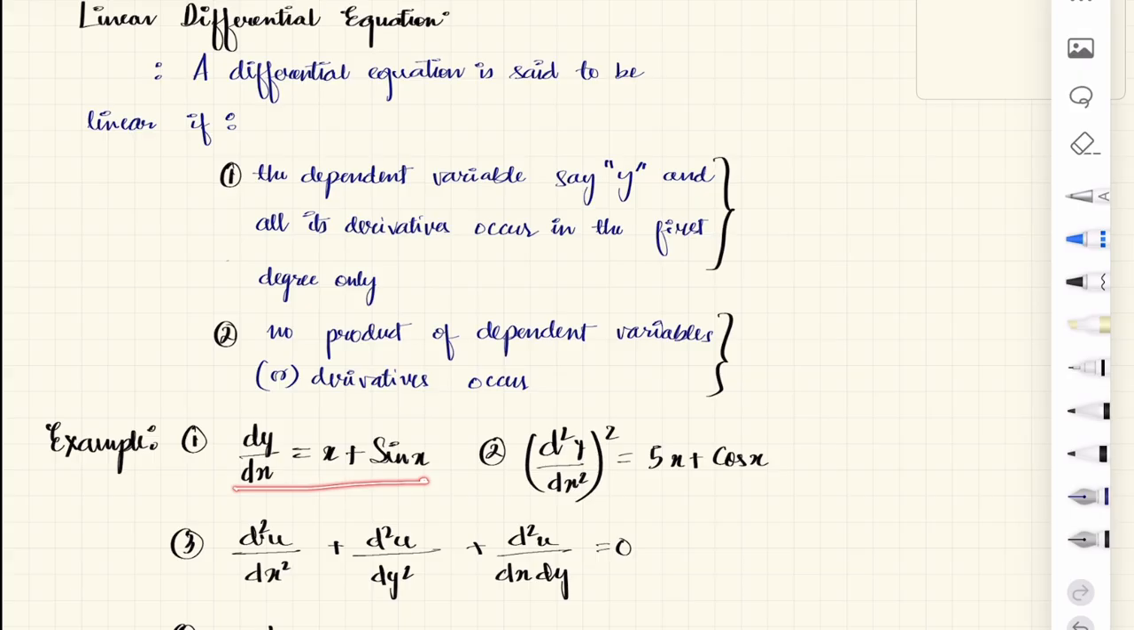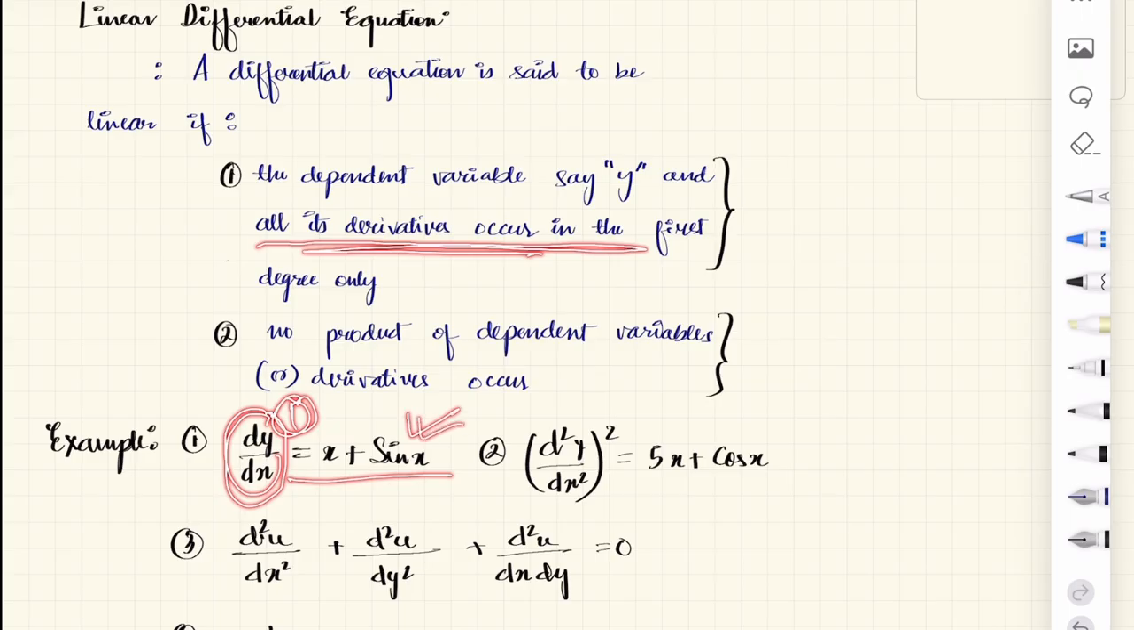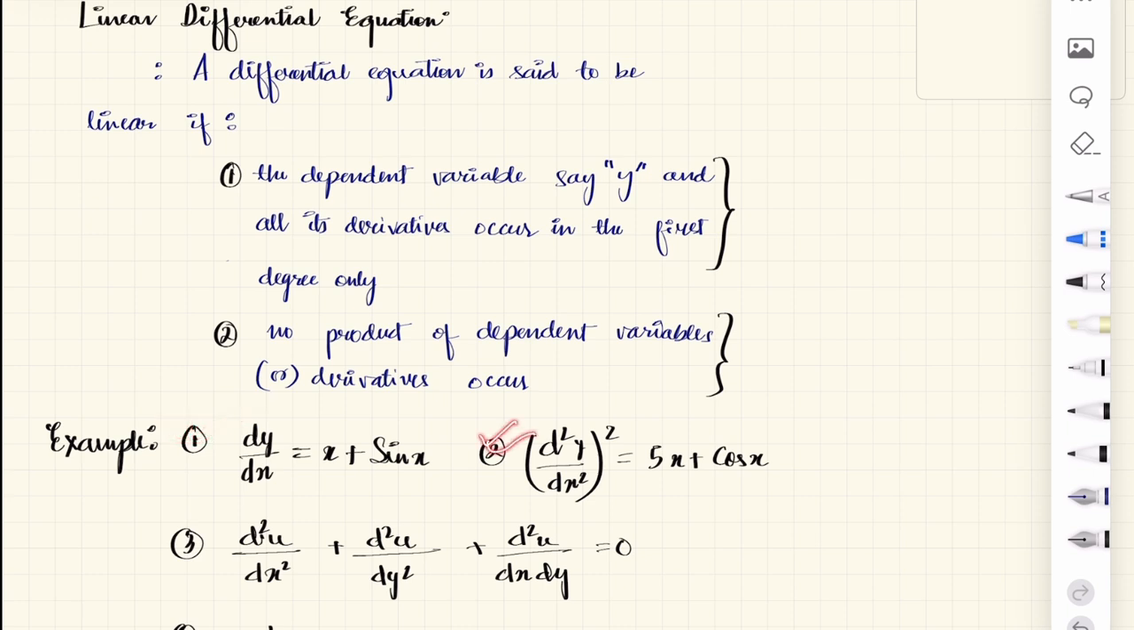The first thing we need to check is what the dependent variable is. The dependent variable is y, got it, and all its derivatives occur in the first degree only. Yes, the degree is only 1, right? So that means this first example is valid as a linear differential equation, correct? This one is correct.